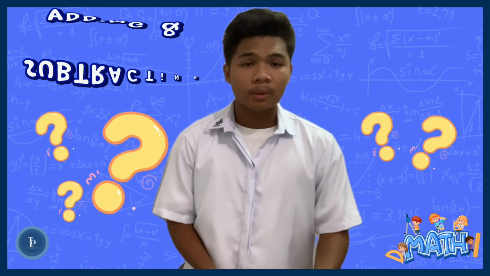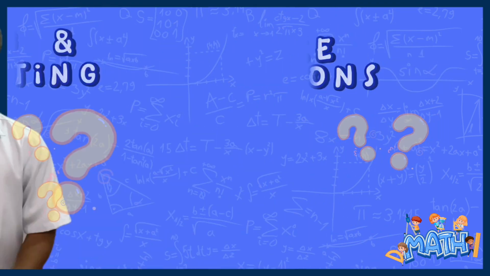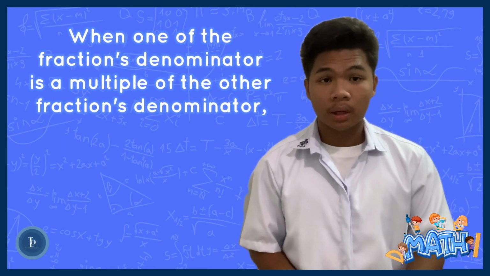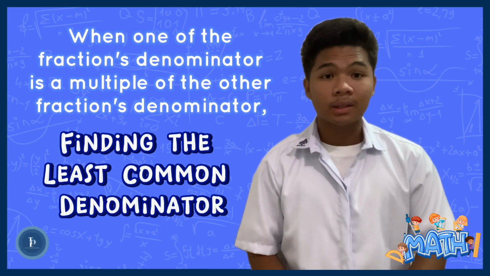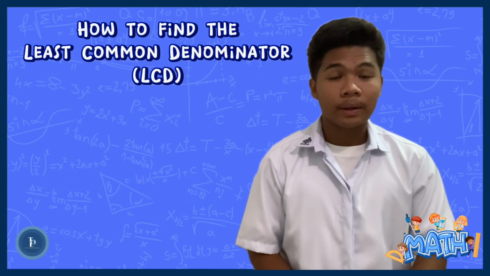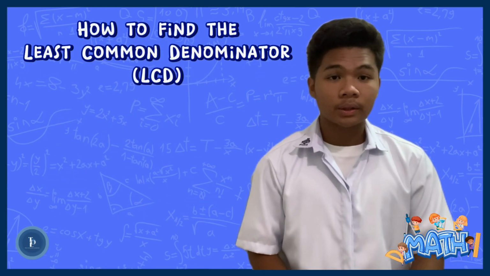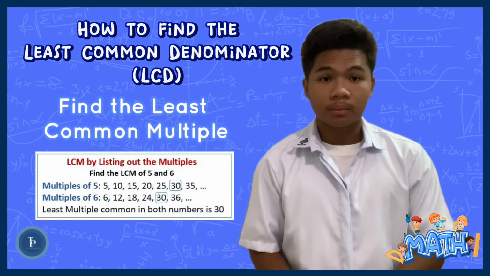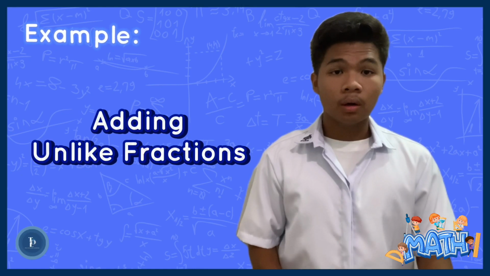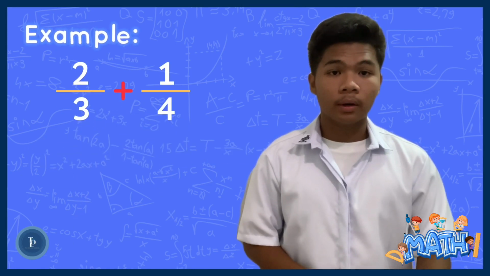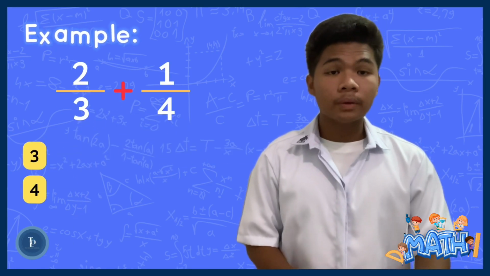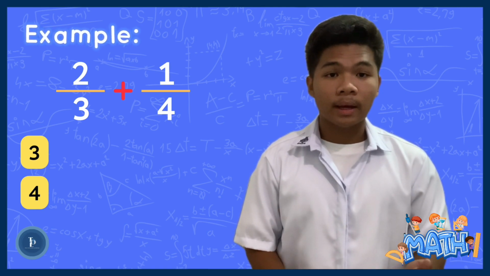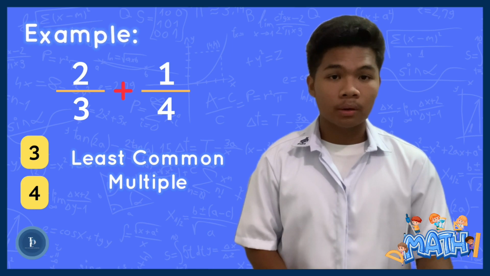But what about adding and subtracting unlike fractions? When the fractions have different denominators, we need to find the least common denominator. To find the least common denominator of the two fractions, we need to find the least common multiple of the two denominators. For example, 2 over 3 plus 1 over 4. First, we'll take the two different denominators and start making multiples of each of them. This will allow us to find the least common multiple.